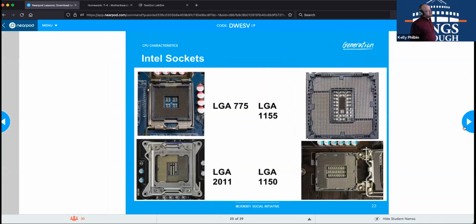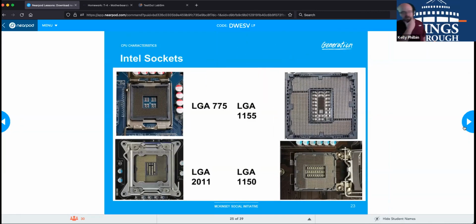AMD doesn't make it as easy. But first, here's just a view of some of your sockets. You can see the pins sticking up out of them, and each of them are different shapes and sizes. This one has that cage open, which would be the ZIF, or zero insertion force, that holds the CPU in place. Here is that ZIF closed right here, the locking mechanism.